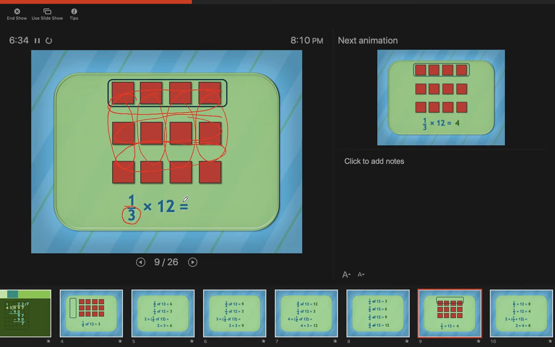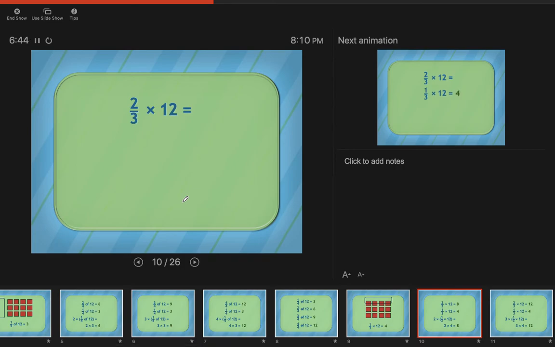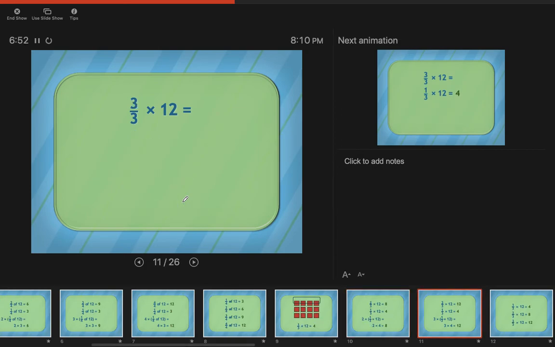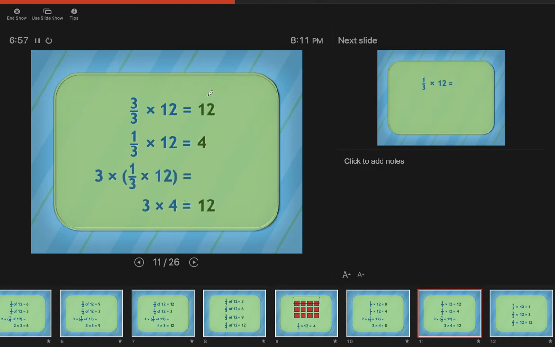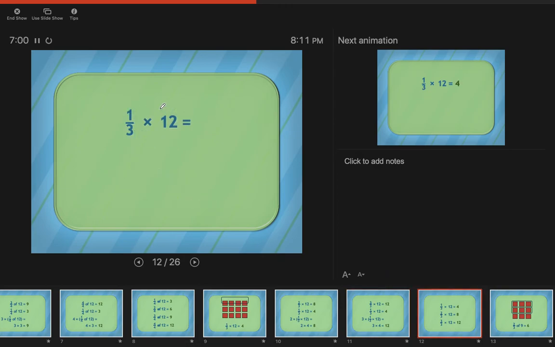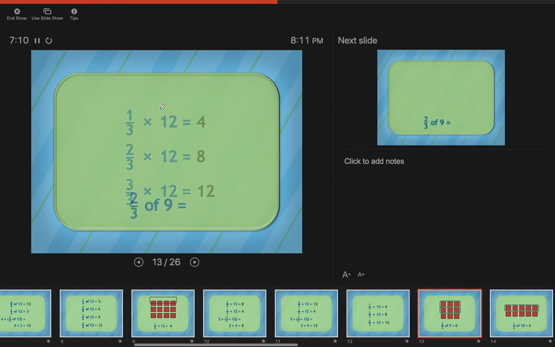But if I have a third of 12, that means that I have 4 total squares. 1/3 times 12 is equal to 4. So what do you think 2/3 times 12 is? Hopefully you said 8. And what about 3/3 of 12, or 3/3 times 12? That would be 12. That would be the whole. So 1/3 times 12 is 4. 2/3 times 12 is 8. And 3/3 times 12 is 12.